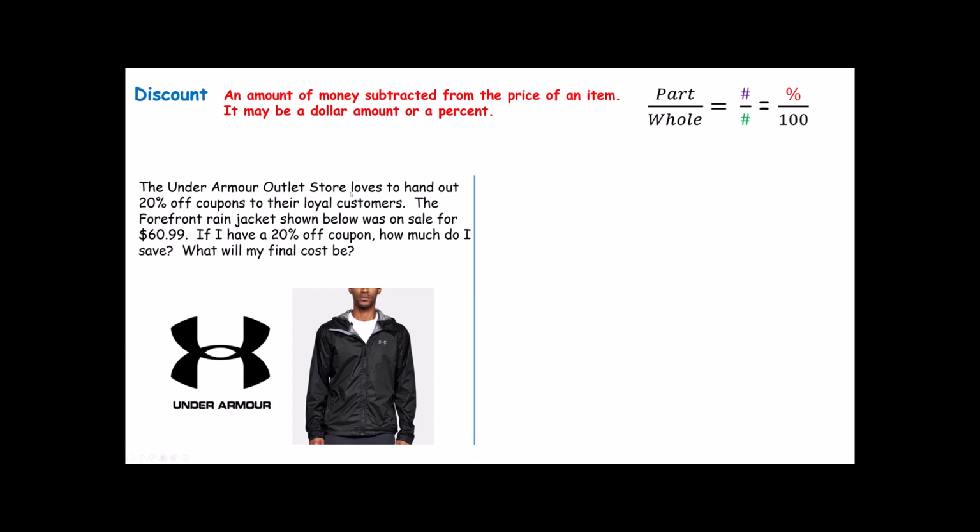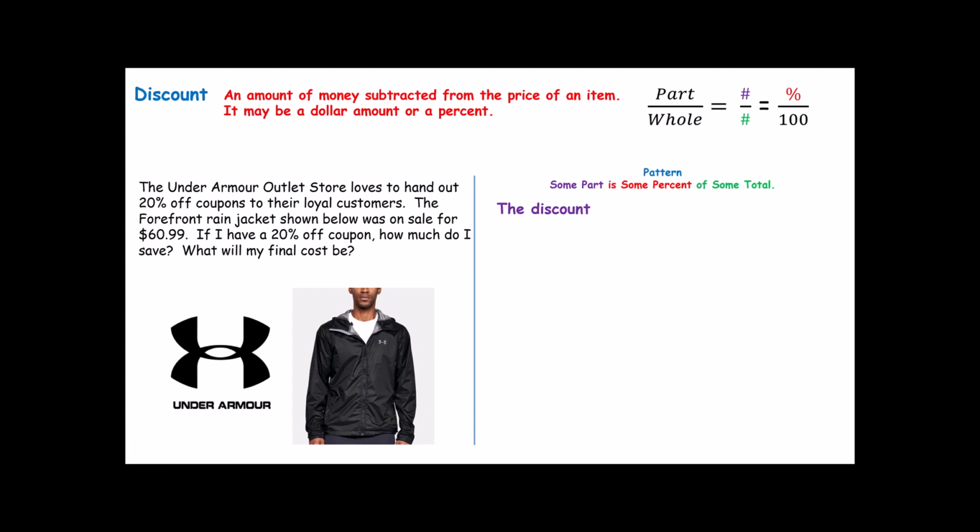The Under Armour outlet store loves to hand out 20% off coupons to their loyal customers. The forefront rain jacket shown below was on sale for $60.99. If I have a 20% off coupon, how much do I save? Notice the question here is, if you have 20% off, there's your percentage, how much do I save? The savings is the part we're looking for.